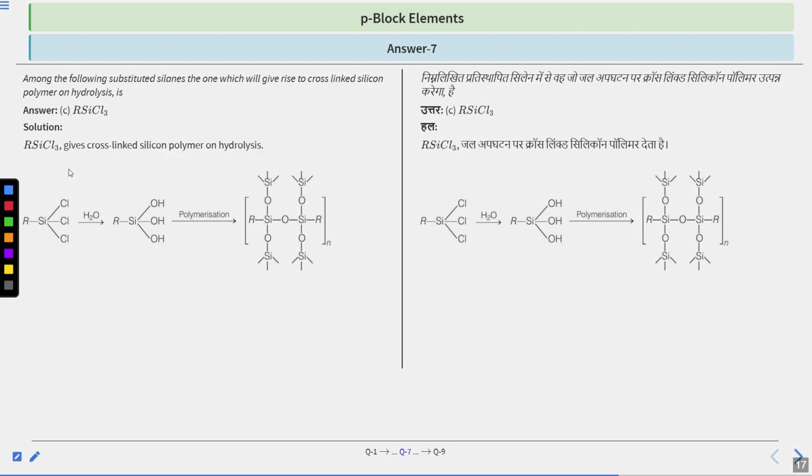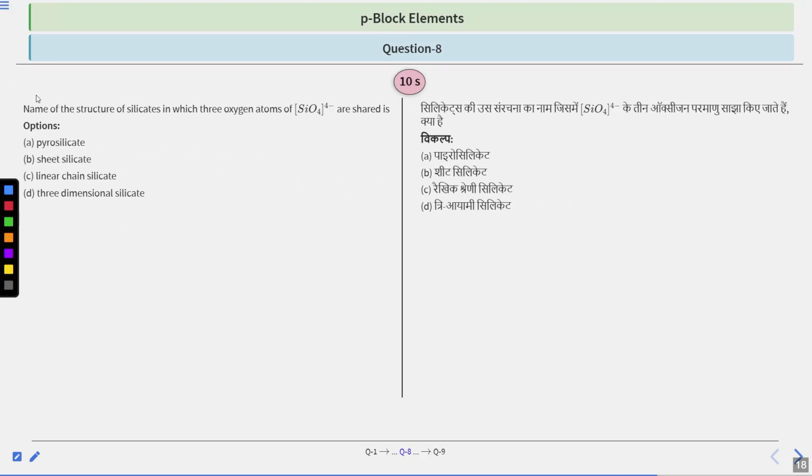Okay, let's move on to the next question. Question number 8. The name of the structure of silicates in which 3 oxygen atoms of SiO4 4 negative are shared is. So we have to name the structure of silicate in which 3 oxygen atoms of this species are shared. Options are pyrosilicate, sheet silicate, linear chain silicate, or 3-dimensional silicate. You have 10 seconds to solve this question. After that, we will see the answer.